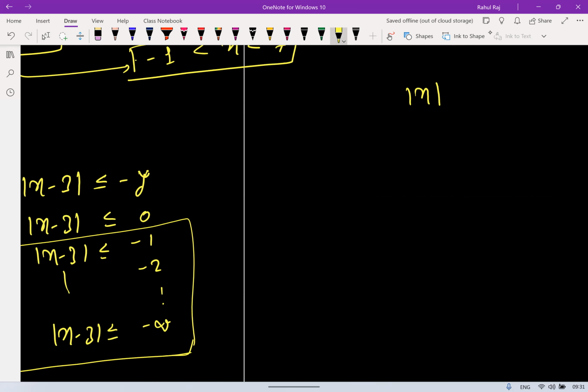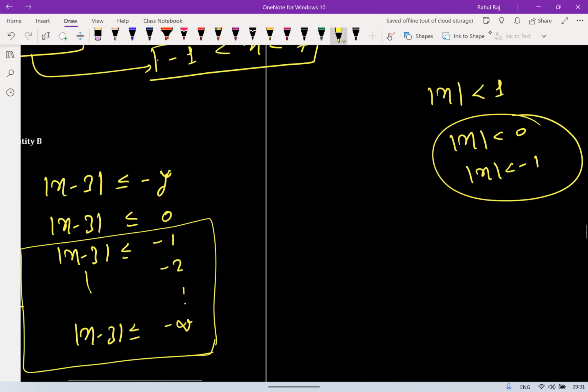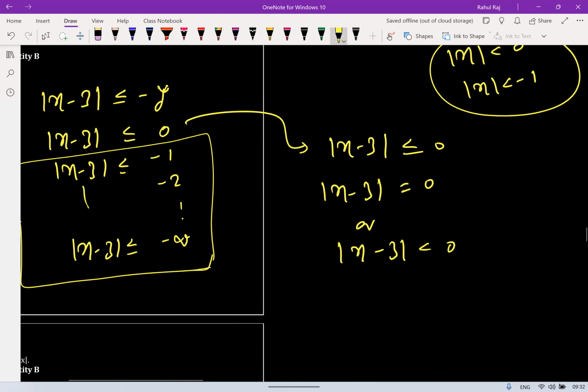Mod x can be less than 1, 100% fine, x lies between -1 and 1. But I cannot say that mod x is less than 0 or mod x is less than -1. This is not possible in math at all. So these are all impossible conditions. We are left with only one condition, that is mod of x minus 3 less than or equal to 0. That means mod of x minus 3 is either equal to 0 or less than 0. But again, this is an impossible condition. Mod cannot be less than 0.